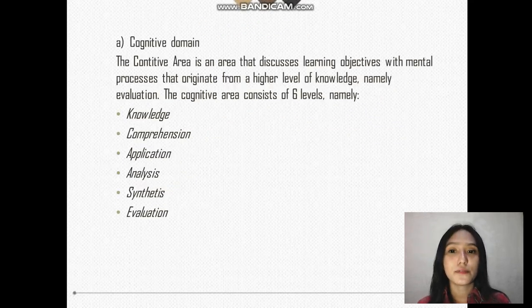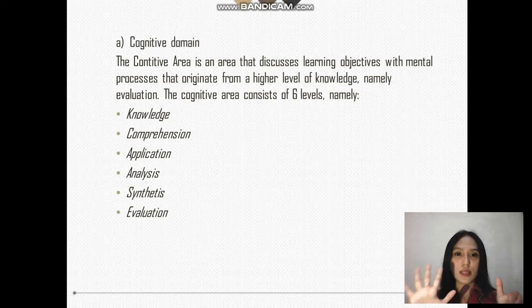The cognitive domain. The cognitive area discusses learning objectives with mental processes that progress from knowledge to a higher level, namely evaluation. The cognitive area consists of six levels, namely knowledge, comprehension, application, analysis, synthesis, and evaluation.